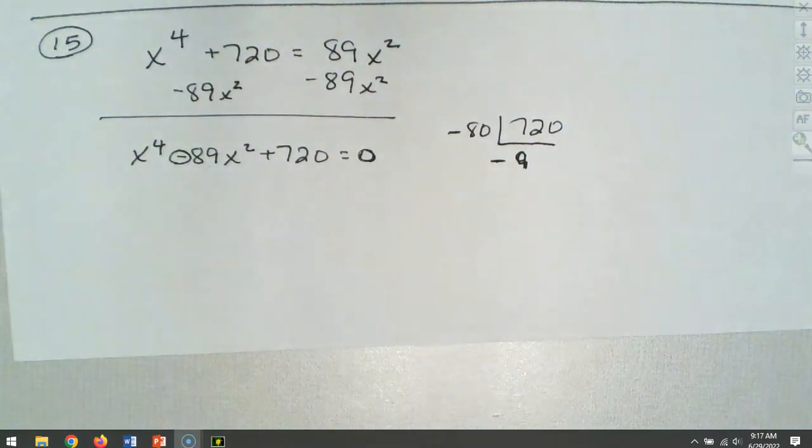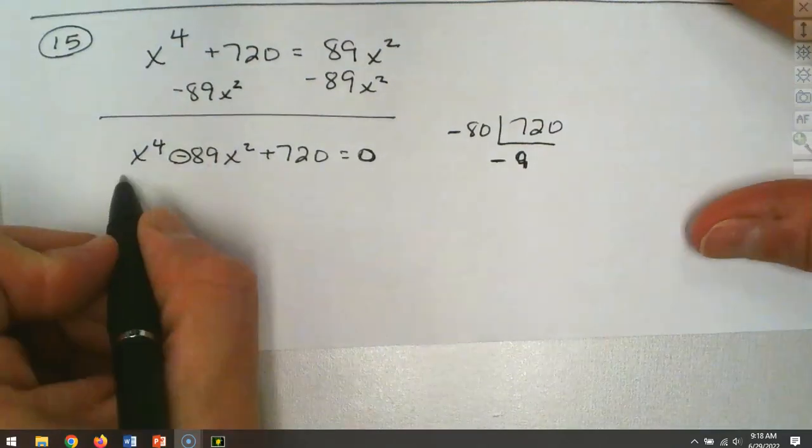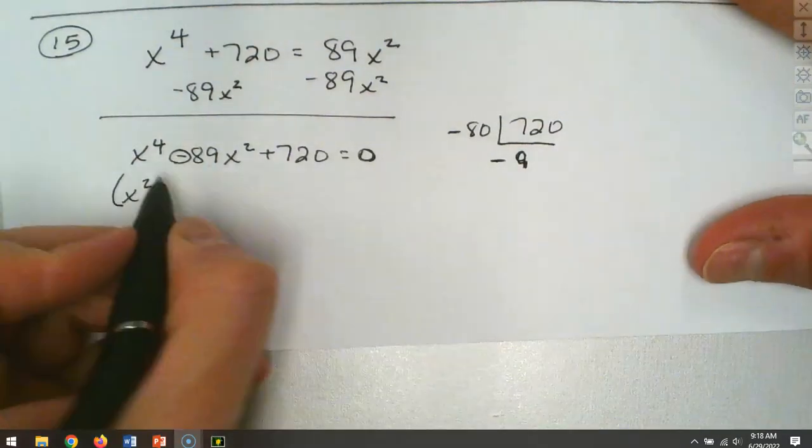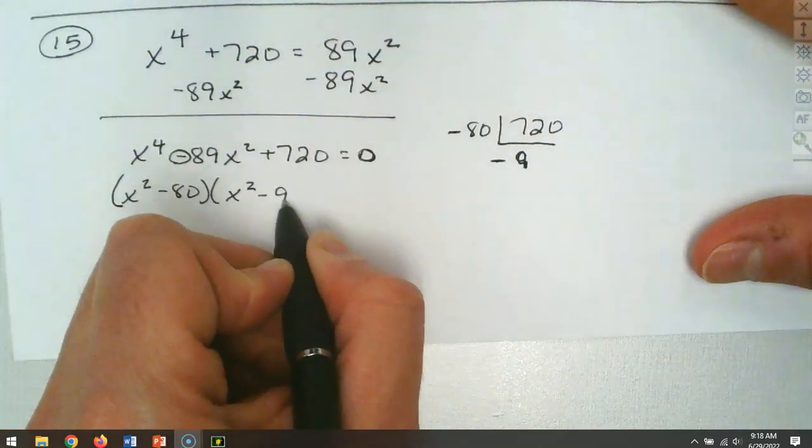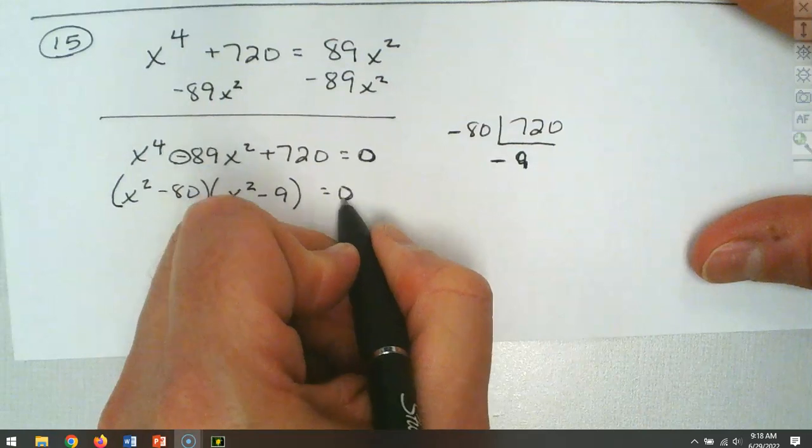Or you can say, okay, I've trapped it. I know we need a bigger number or a smaller number, and kind of figure out where it lies in between. But once you got the numbers, then you just rewrite it as x squared minus 80 times x squared minus 9 equals 0.